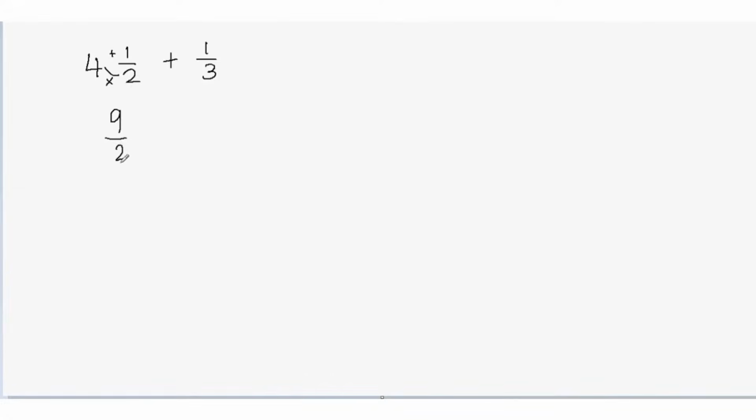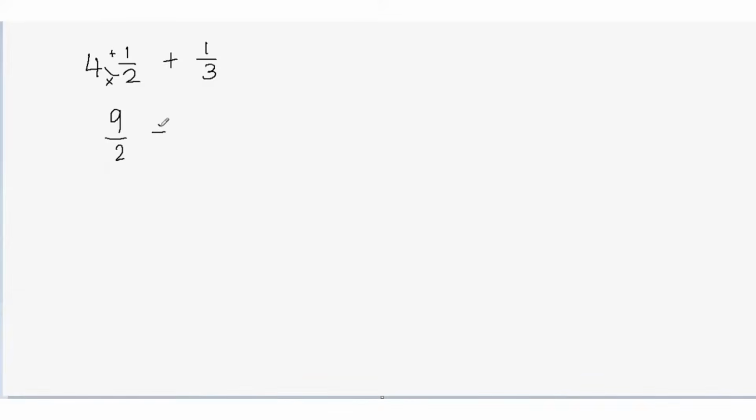Why is it called an improper fraction? Because the numerator is greater than the denominator. Usually we see proper fractions, in which the numerator is smaller than the denominator. But here, the numerator is greater than the denominator. We always get an improper fraction when we try to convert a mixed fraction into a fraction.